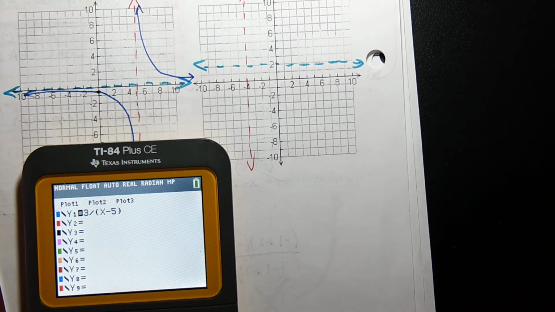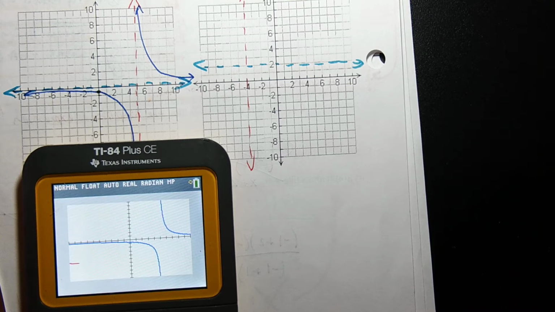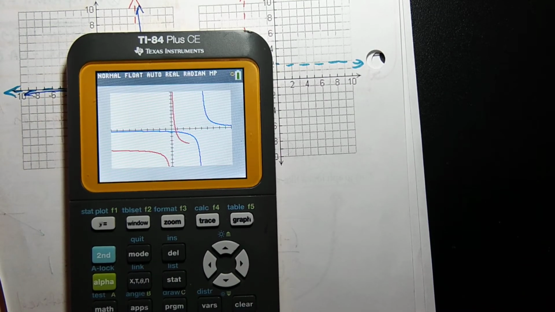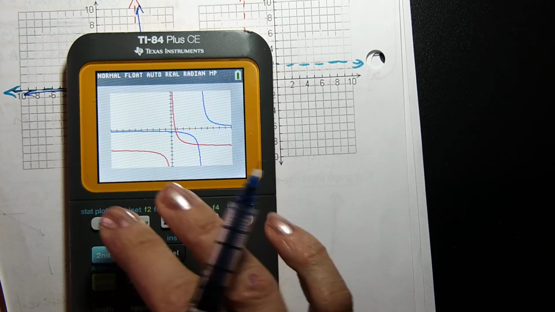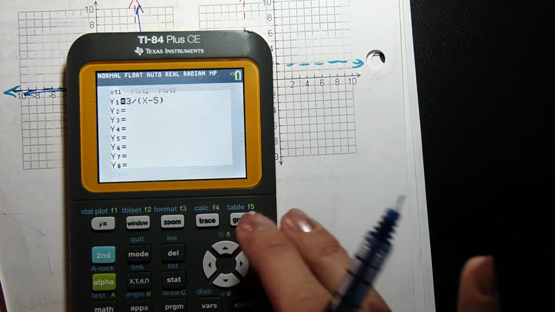So folks, I want to show you what happens if we didn't put parentheses there. Does that look like the same graph? Nope. Anybody else's calculator being weird? So the parentheses are important. I'm going to go ahead and clear out that gross one in there.